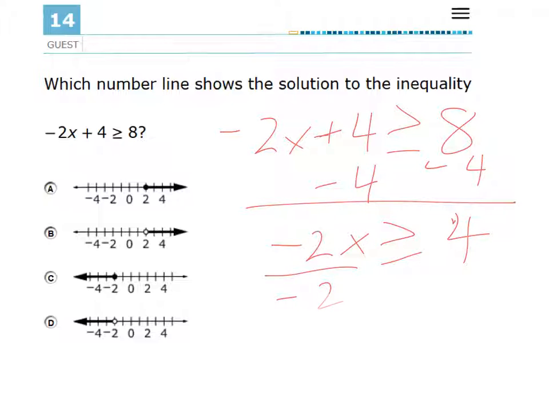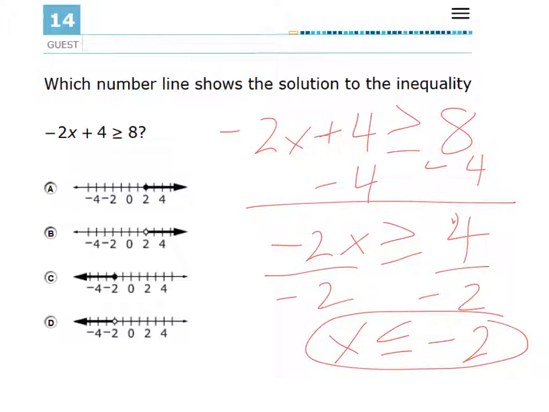Now we isolate the coefficient. We divide each side by negative 2. So x is now less than or equal to negative 2. And the reason why it's less than or equal to is because we divided by the coefficient that is negative. So the answers that we can eliminate are B and D.